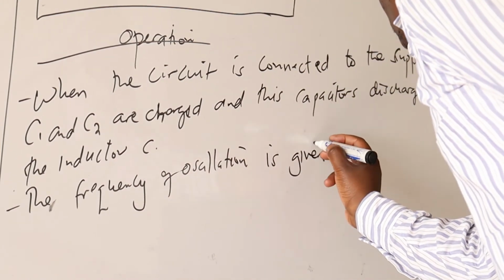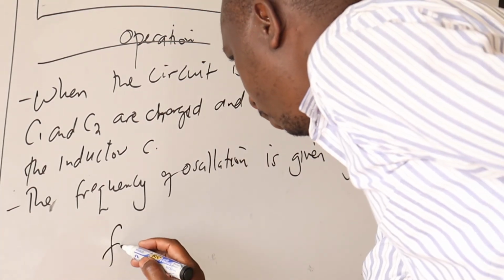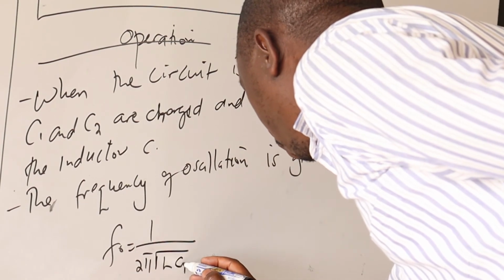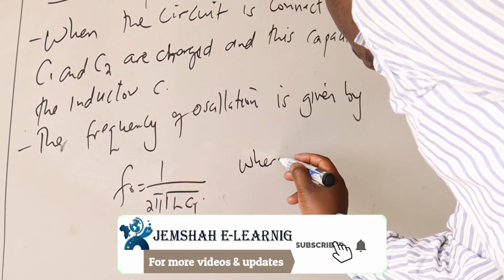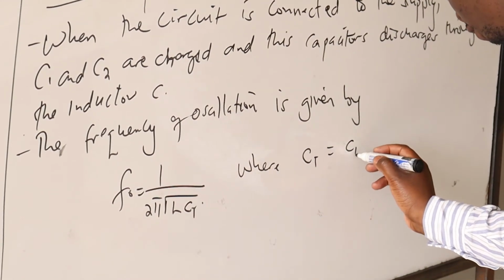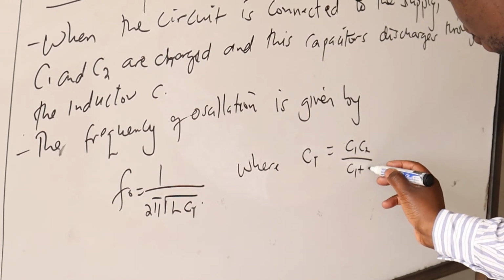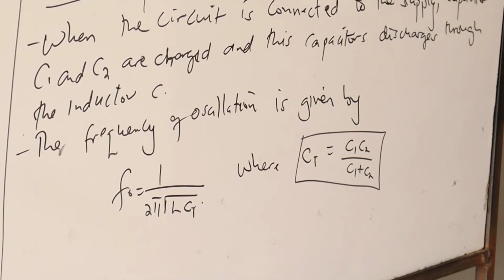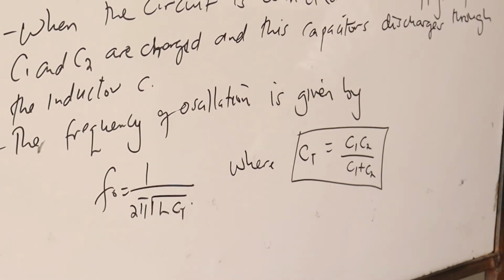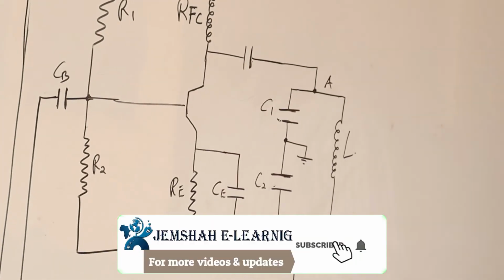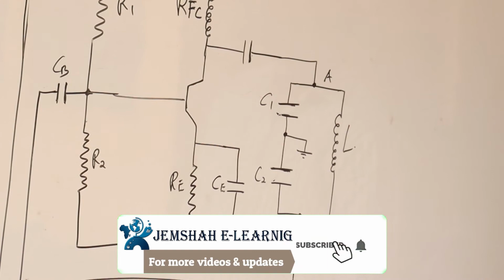is given by the formula, where CT is the two capacitors connected in series, given by C1 C2 over C1 plus C2. In other words, these capacitors appear to be connected in series because there's a ground in between them.